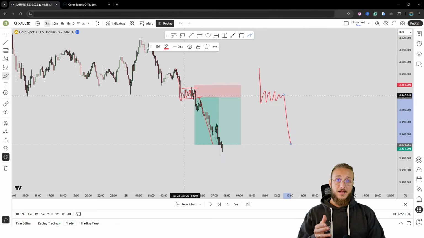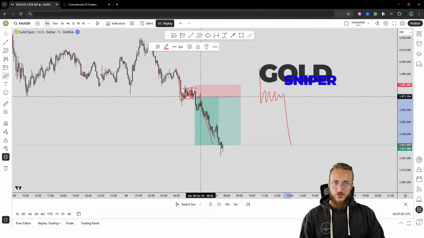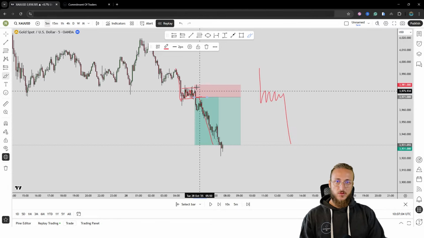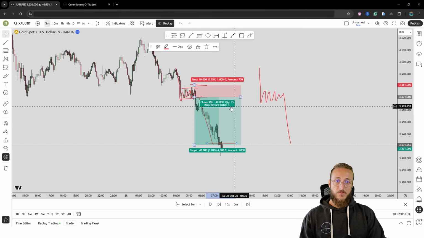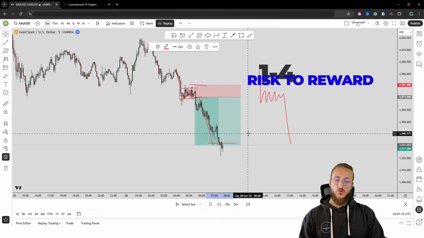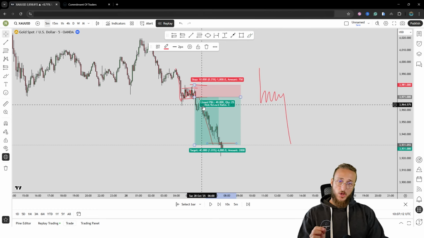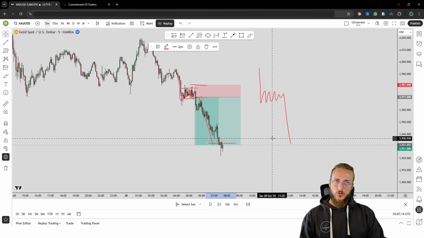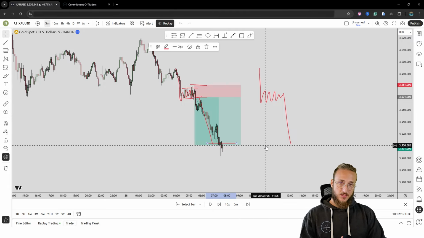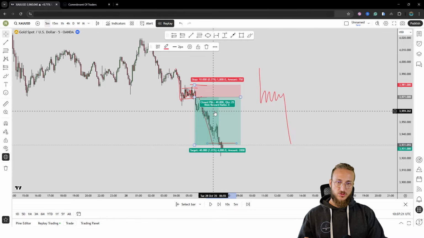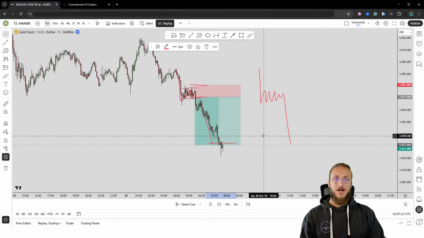Now, in this case, again, the strategy applied was my gold sniper strategy. It entered here with the stop loss above here, and the take profit was around 1 to 4 risk to reward. So quite massive risk to reward, which was achieved quite quickly. The market dropped aggressively to the downside, hitting the target in not much time, actually just a few hours. Let's move to the next setup.